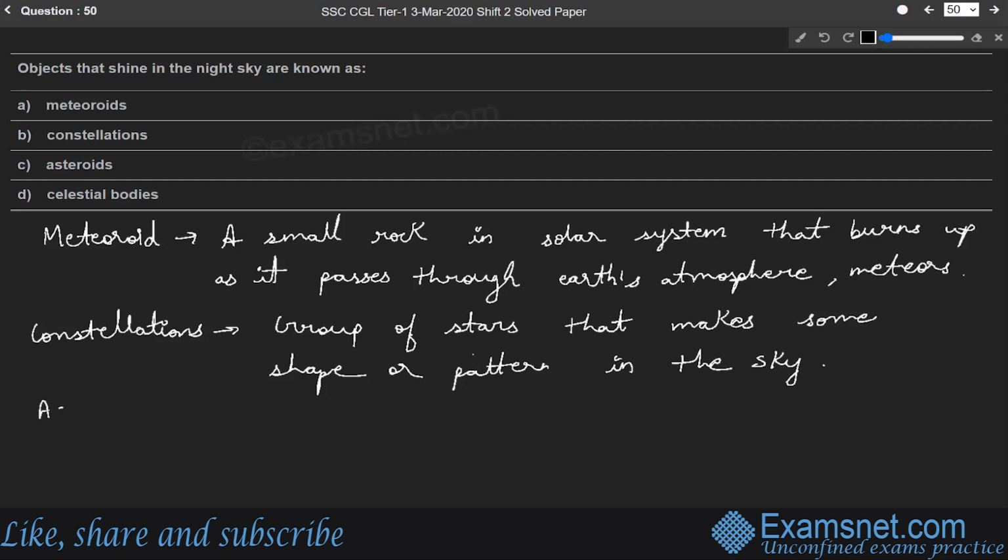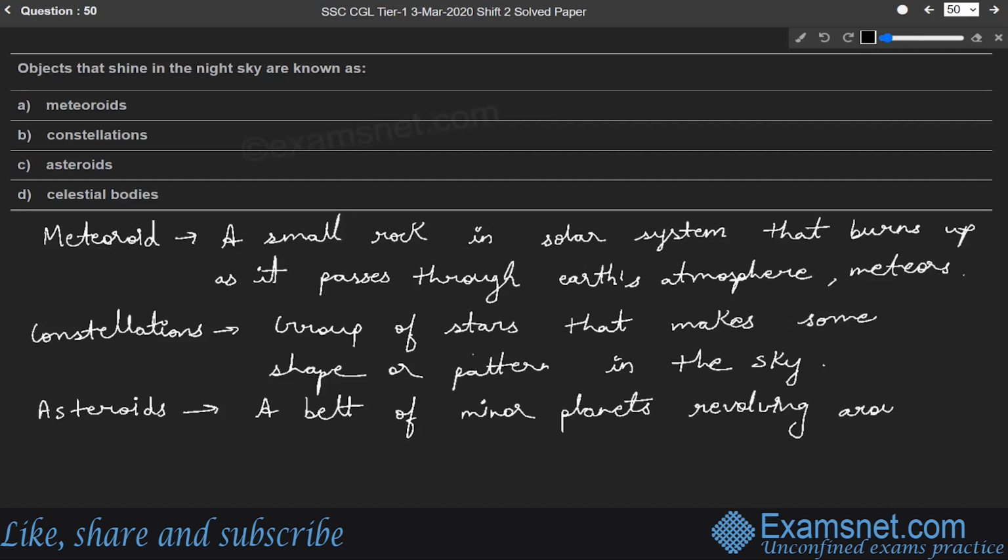Next is asteroids. What do you know about asteroids? The solar system consists of the sun, planets, moon, and so many other objects. Apart from stars, planets, and satellites, there are some tiny bodies that also move around the sun, and these bodies are known as asteroids. So asteroids can be defined as a belt of minor planets revolving around the sun.